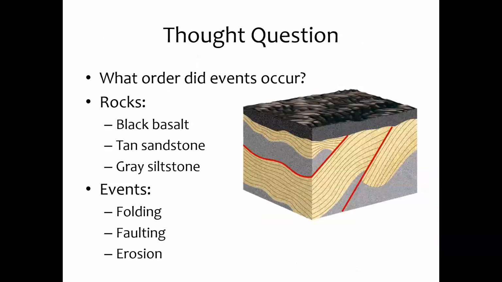So see if you can figure it out by looking at this. Pause the video and think, can you figure out the order in which these events occurred? There are 3 rocks that got laid down, a black basalt at the top, a tan sandstone with planar bedding here, and a gray siltstone down here. There are 3 events you should be able to piece together too: folding, faulting, and erosion that created an unconformity of some kind. See if you can look at this block diagram and figure out the order in which those events happened.